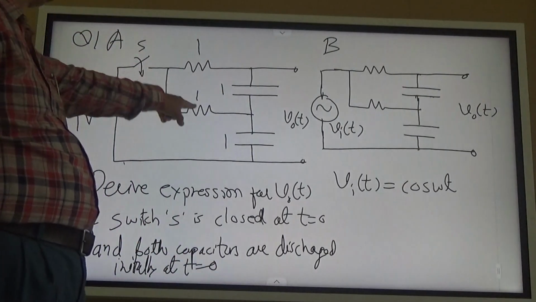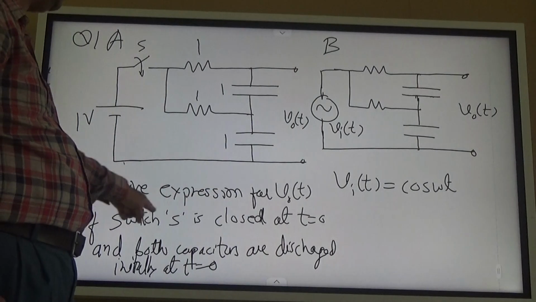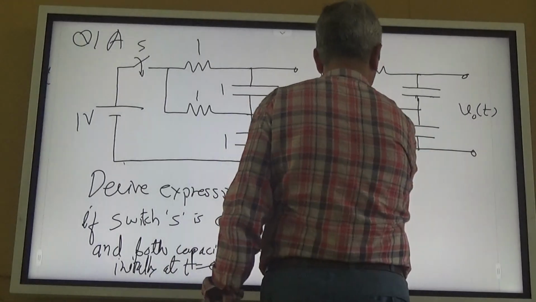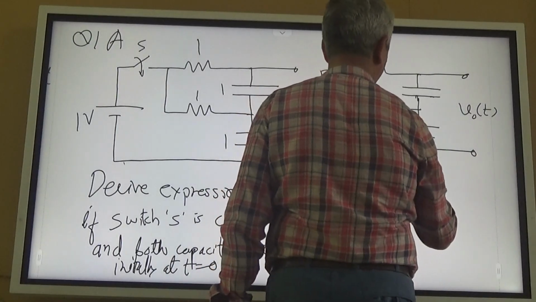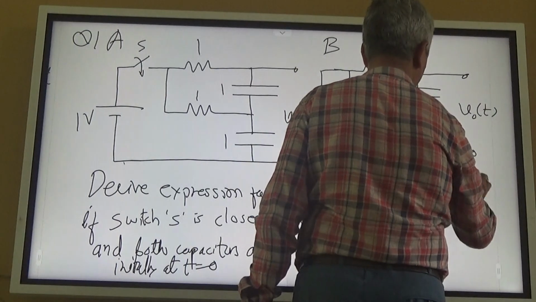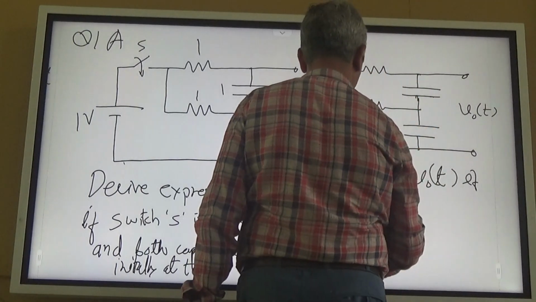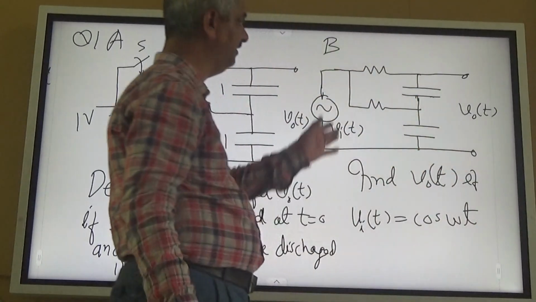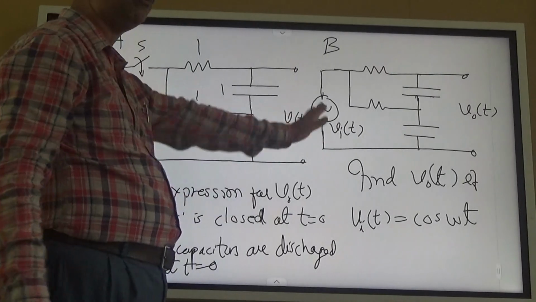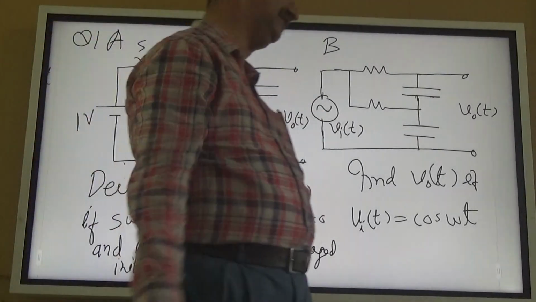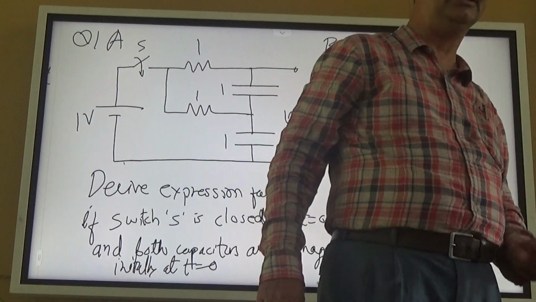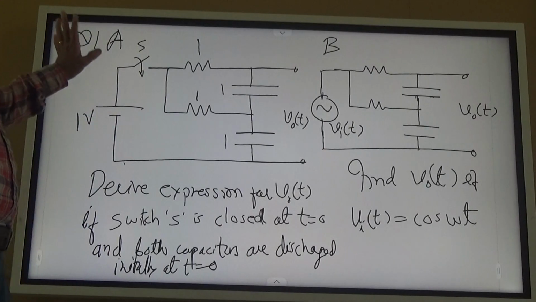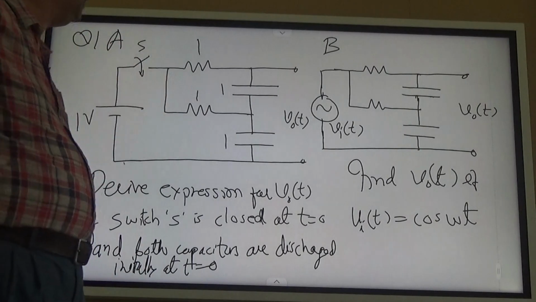Derive the expression for VOT if switch is closed at T equal to 0 and both capacitors are discharged initially at T equal to 0. This is question A, part A. And for this, find VOT if here VOT becomes a function of omega. And for that, initial condition is not required to mention right now. This is a very complex problem. Question 1A and 1B.